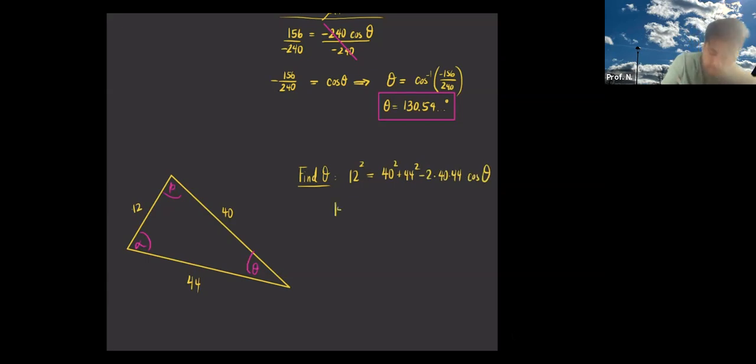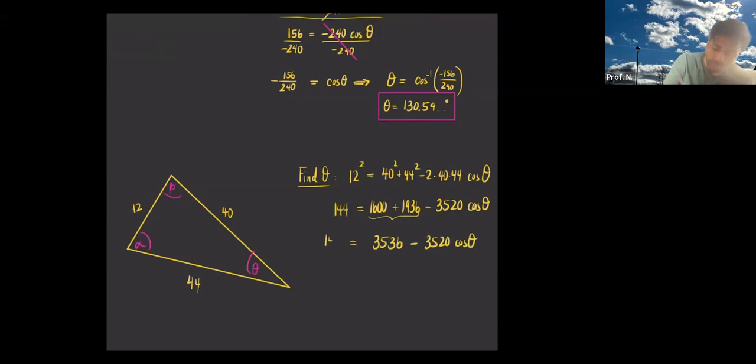And then let's write this out a little bit. 144, this is what, 1600 plus 44 squared is, what is 44 squared? 44 squared is 1936. So 1936 minus, and then you do 2 times 40 times 44. Then you get 3,520 cosine of the angle. Then you add these here. So 1600 plus 1936 is 3536.